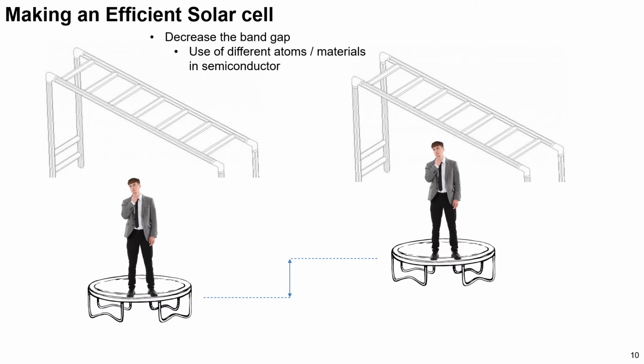But on the right, he's just a little bit closer, and that journey is going to be a lot easier for him. Now, in this case, you wouldn't need as much energy from the light in order to excite this man up to those monkey bars. So you wouldn't need as much light to excite electrons from the valence band up to that conduction band, where they would then produce an electrical current.